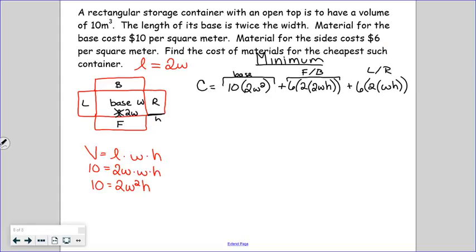Okay, do you see how that was a little bit trickier than maybe some we've talked about that are just straightforward like volume formulas or surface area formulas? But is everyone okay with what we've talked through here so far?